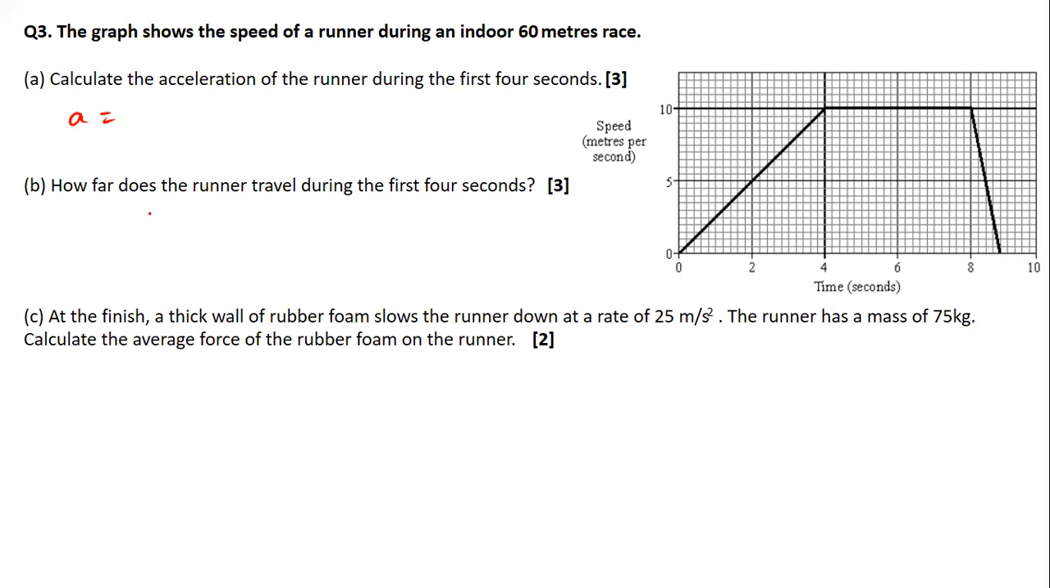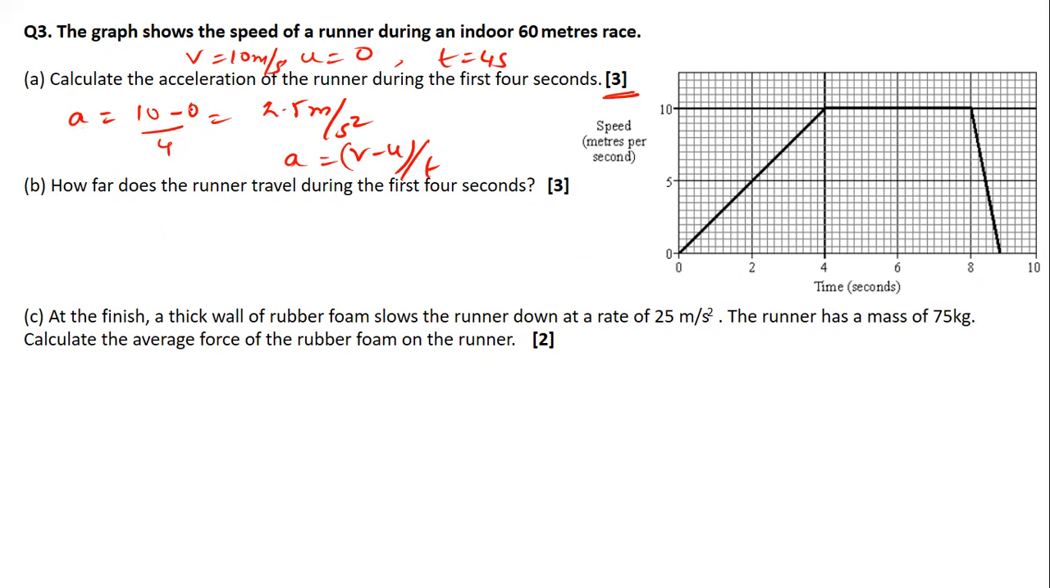So what did you do? You took 10 minus 0 divided by 4, which would be 2.5 meter per second square in the first 4 seconds. For this, the marks allotted is 3 marks. So you have to write the formula a equal to v minus u divided by t. Then you have to mention clearly that the value of v is equal to 10 meters per second, u is equal to 0, and t is equal to 4 seconds. Substituting all this, we get the answer, and then finally you come here. If you just say using a calculator I have got this, you won't get marks. You'll get only 1 mark there.